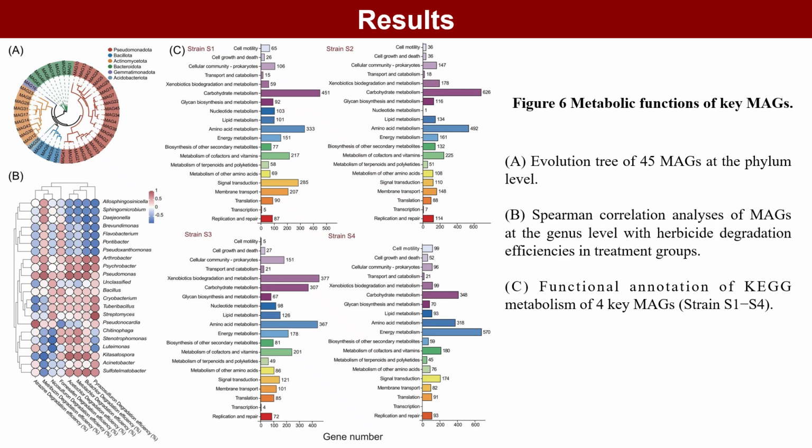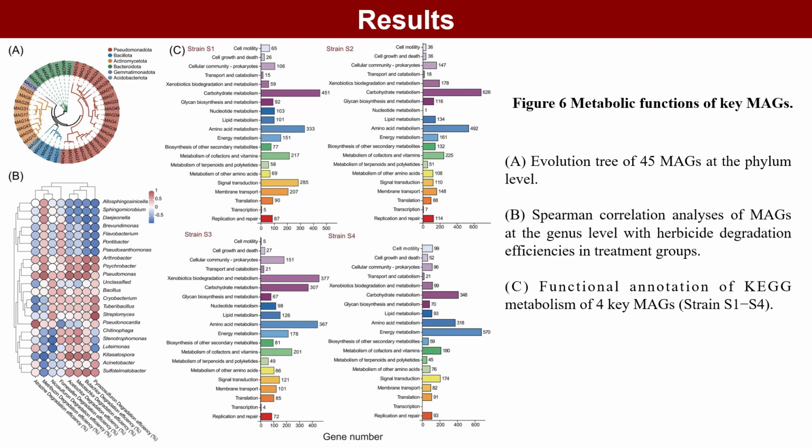Figure 6. Metabolic functions of key MAGs. The SynCom treatment group's metagenomic data were binned and assembled, resulting in 45 metagenome assembled genomes. The proportion of MAGs annotated as Pseudomonas, Arthrobacter, and Psychrobacter positively correlated with the degradation indices of 8 herbicides.